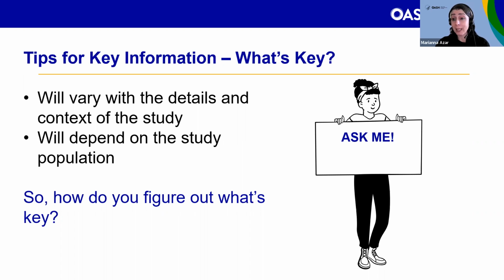So to figure out what's key, you need to invest the time and you need to understand who your potential participants might be and why they might be interested in your research. And of course, again, what's key information for one study may not be key information for another. The details of the research are going to dictate what information is most likely to assist a prospective participant or their legally authorized representative in understanding the reasons for why they might or might not want to participate in the research.